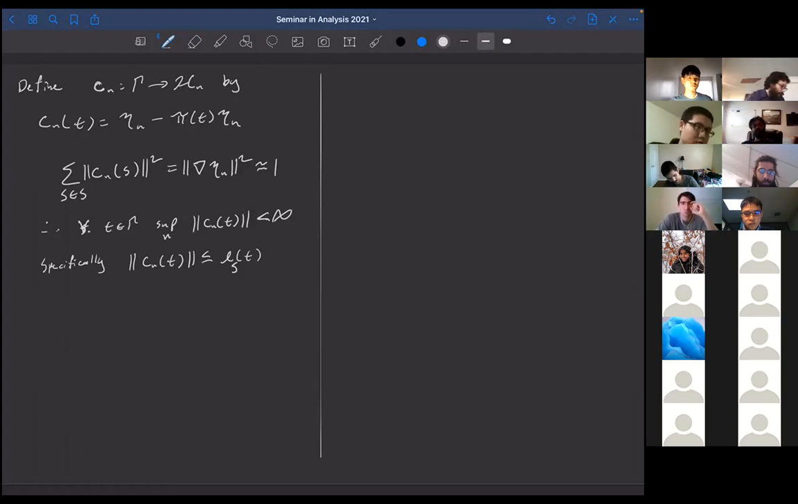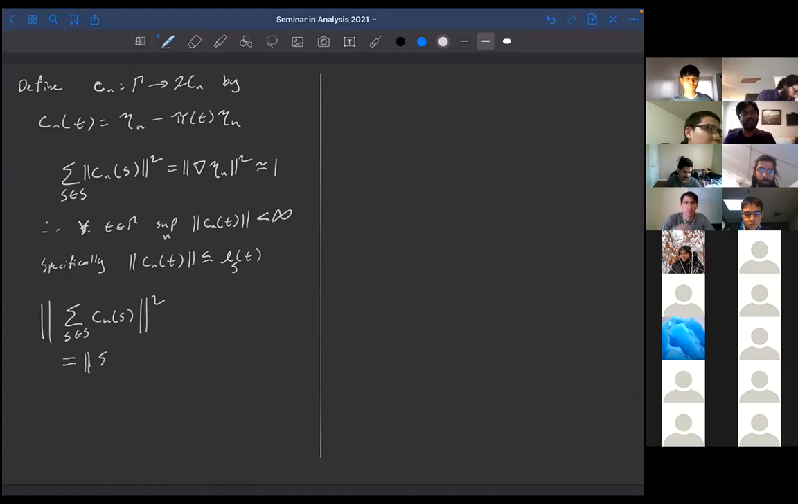But on the other hand, what do we know? We know the Laplacian, so let's go ahead and compute the sum over s in S of cn of s. So this is also a bounded sequence, and let's compute its sum here. This is going to be the sum over s in S of ηn minus π(s)ηn.